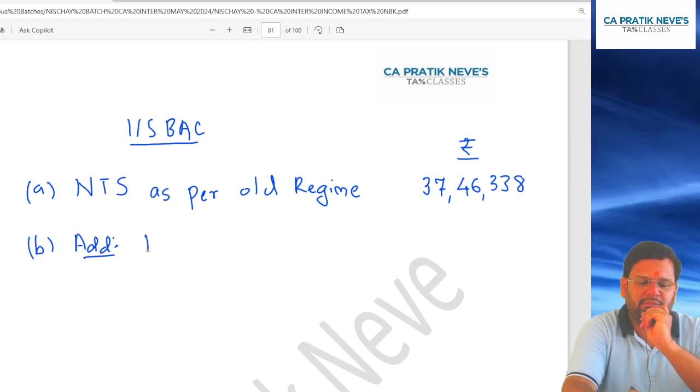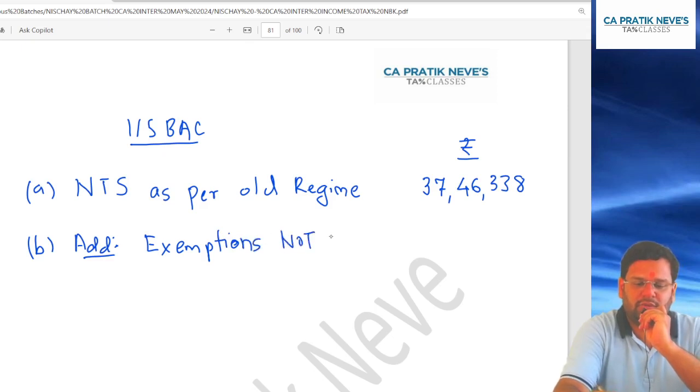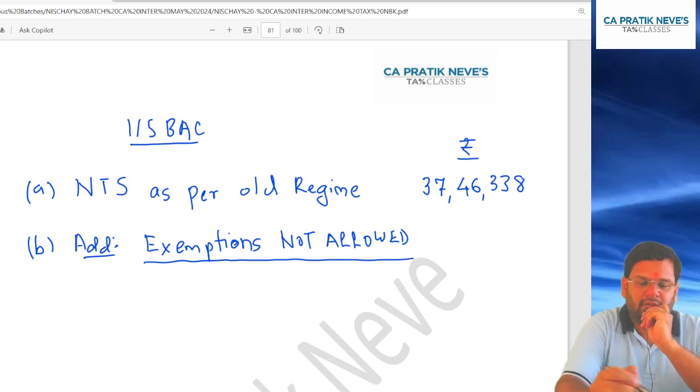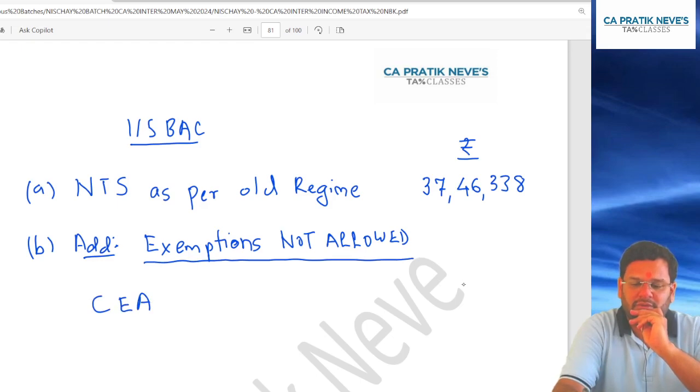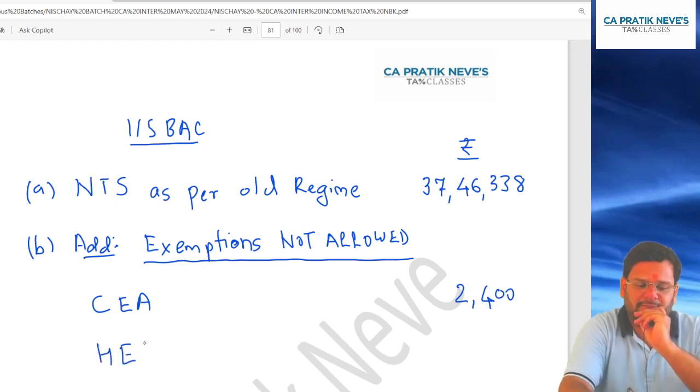Add exemptions not allowed. Which exemptions are not allowed? Okay, you will write full form. Children education allowance. What is the amount that got exempted? 2,400. Hostel expenditure allowance 7,200.